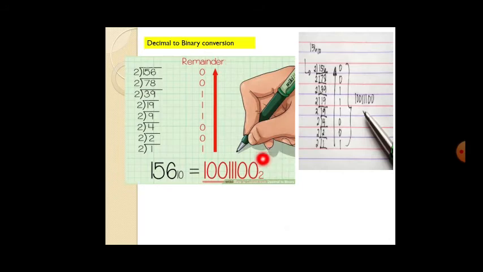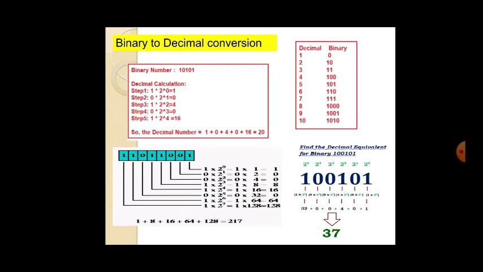See, one example is given. 156 has to be converted to binary. So we are going to just take 156 and divide it by 2. We get the answer 100111100. So we are going to write it in base 2. Next, again from binary to decimal. We saw from decimal to binary. So the binary number is given, how to convert it into the decimal number.